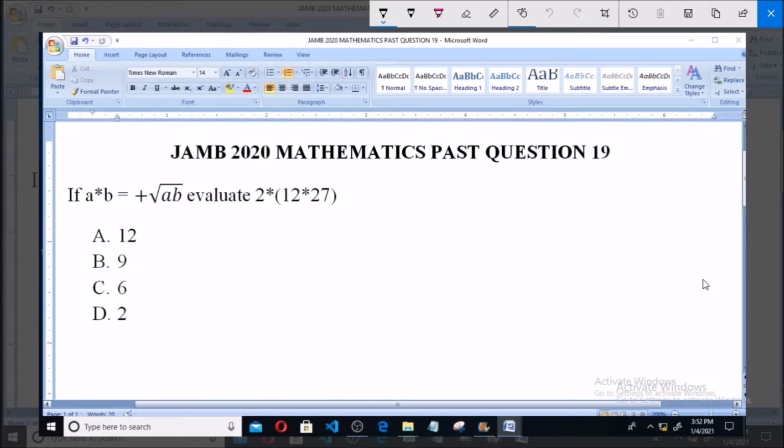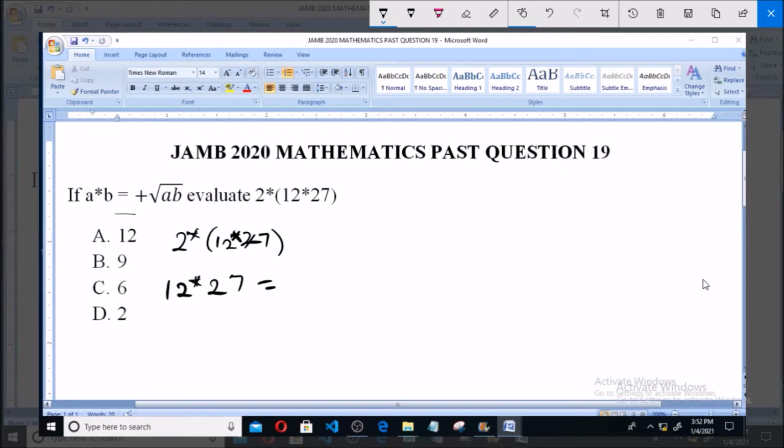If a * b is equal to the square root of a times b, evaluate 2 * (12 * 27). Now, given the binary operation, we can simply say 2 * (12 * 27). For us to evaluate this, we have to deal with the bracket first. The bracket is 12 * 27.